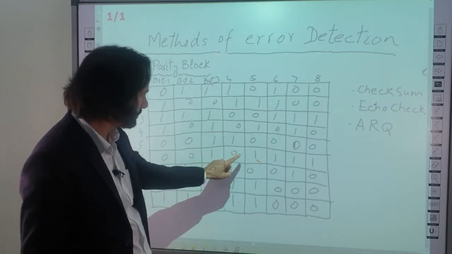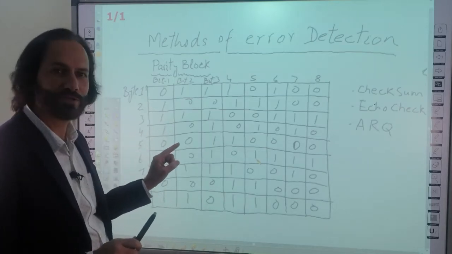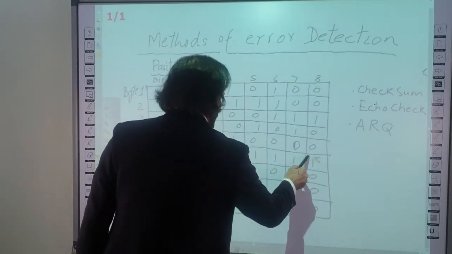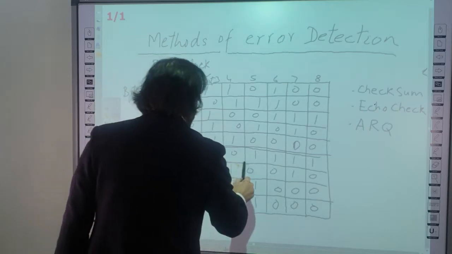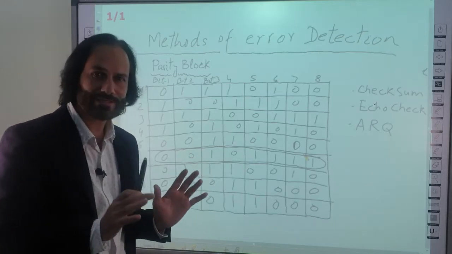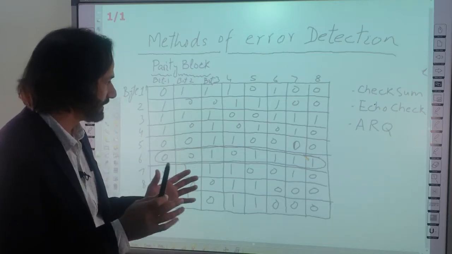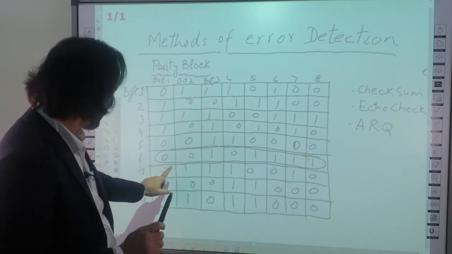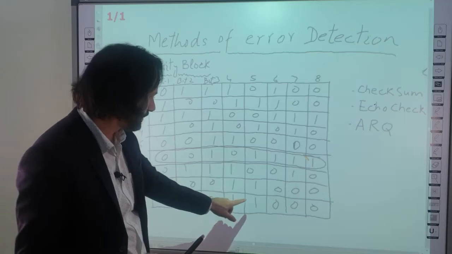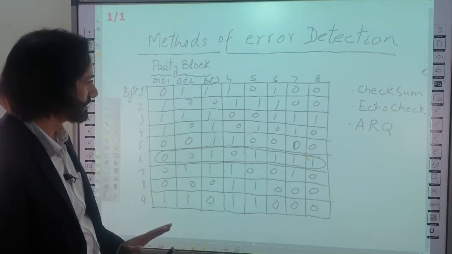Byte number 6, 1, 2, 3, 4, 5. Yes, byte number 6 has been transmitted incorrectly. So we will highlight this byte, the whole byte. Okay, there is something wrong with this byte, because it has not been transmitted correctly. Checking byte number 7, 1, 2, 3, 4. Yes, it's correct. 1, 2, correct. 1, 2, 3, 4, correct. So except byte number 6, all the bytes have been transmitted correctly.